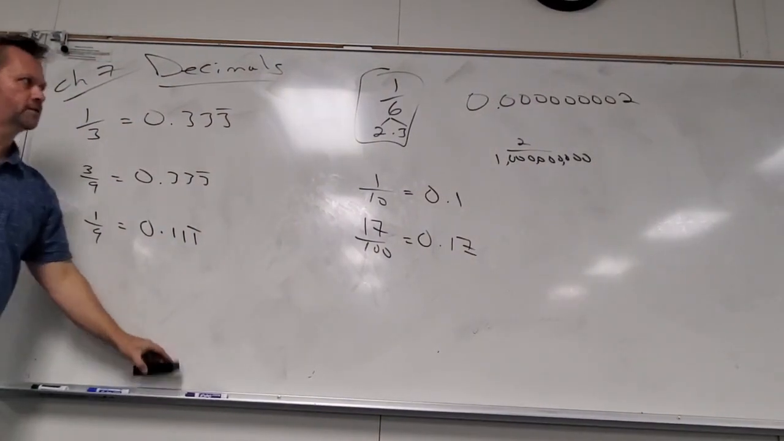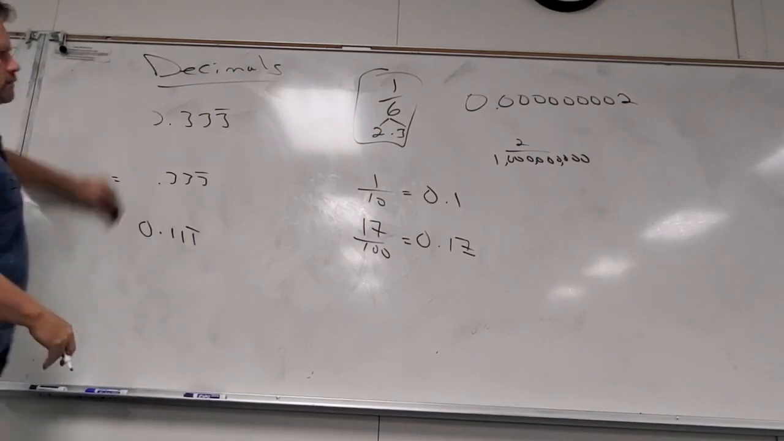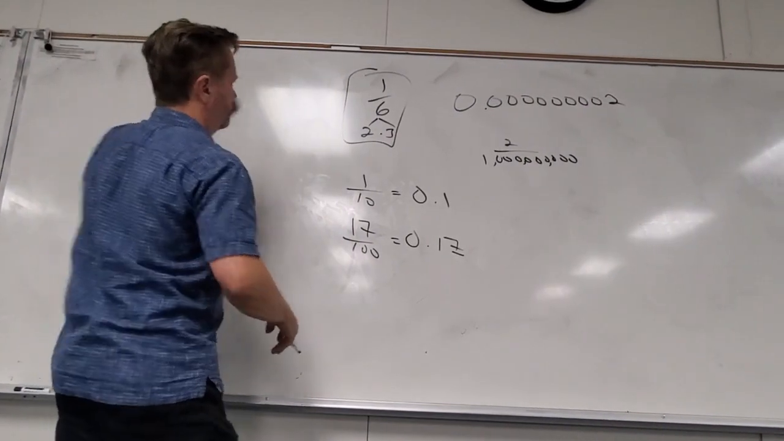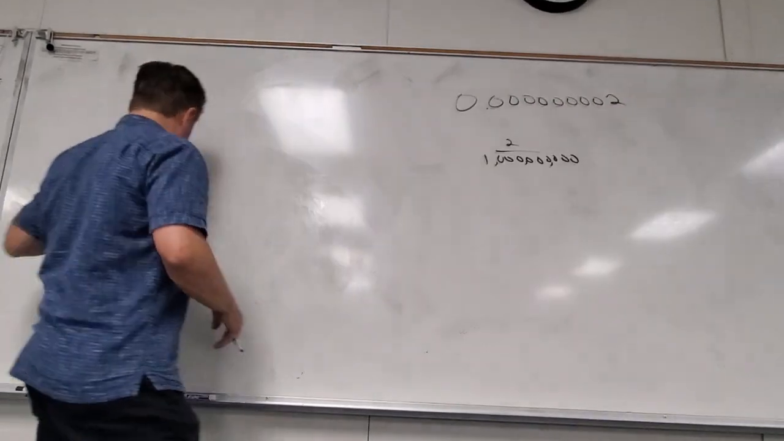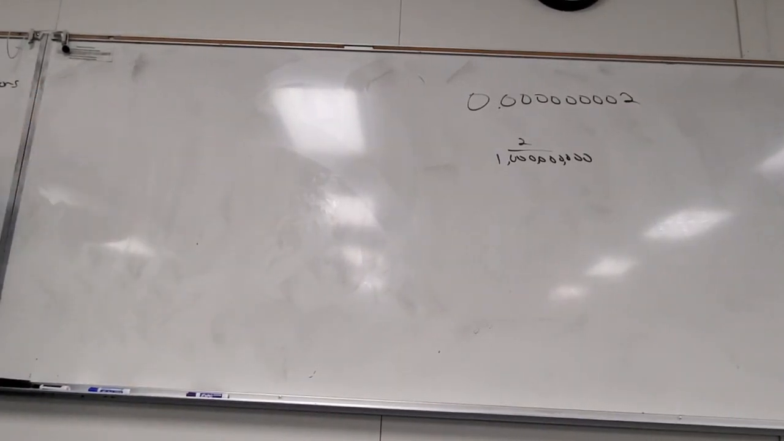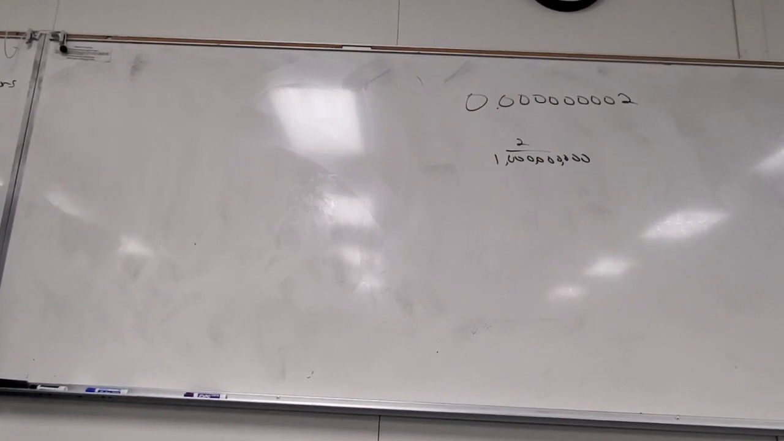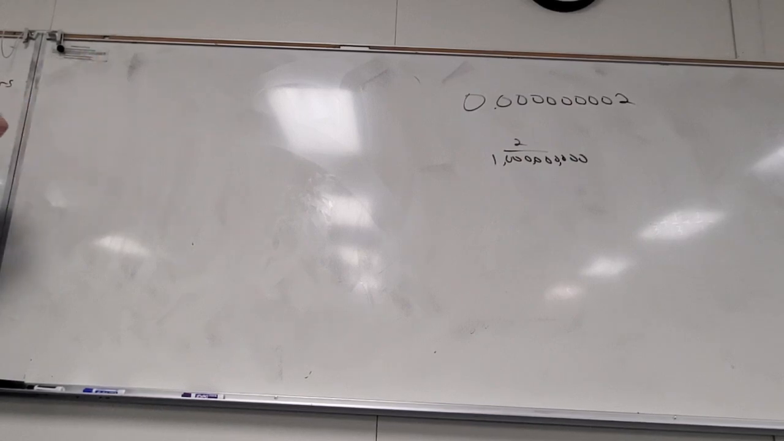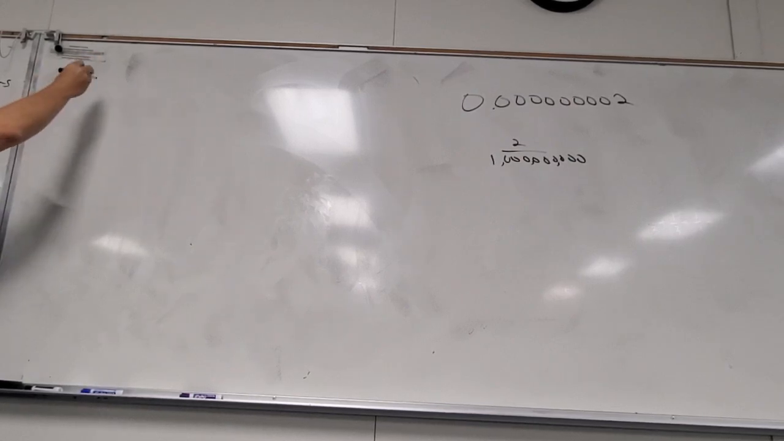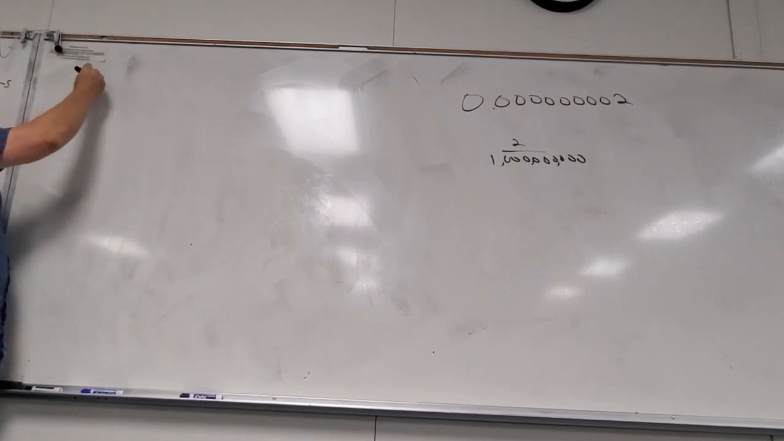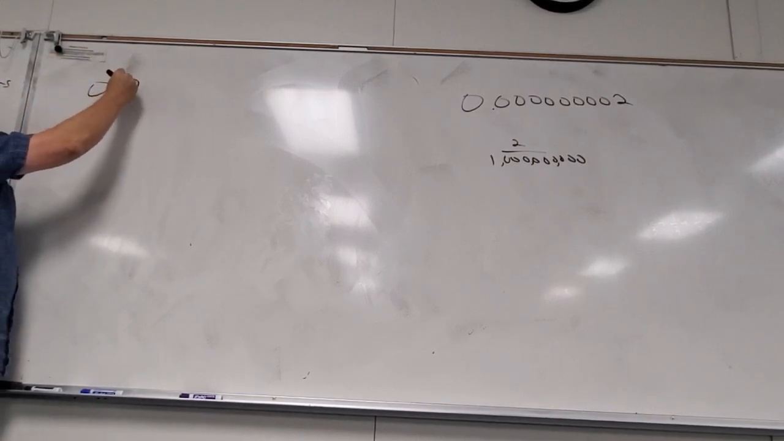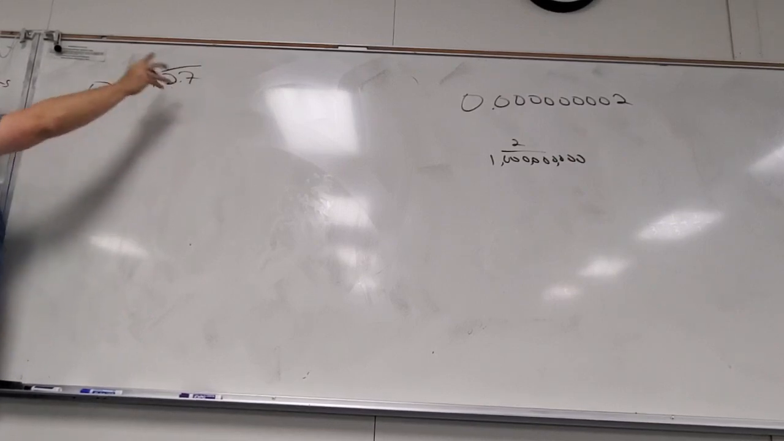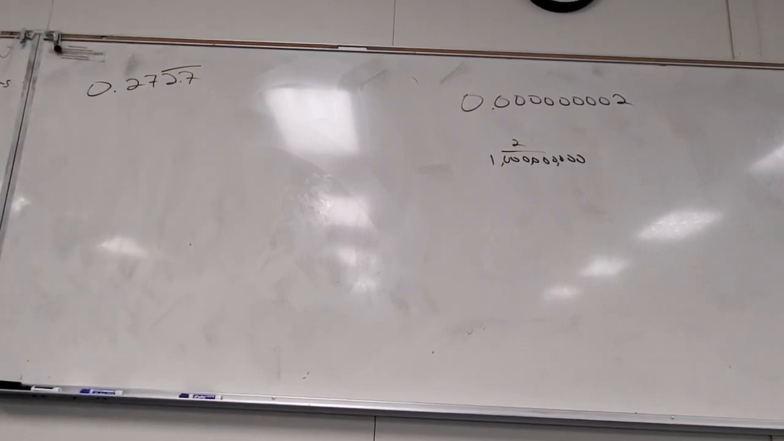I kind of want to show you this. I don't know if you guys are going to freak out. Let's see what happens. What if I want to know like 0.2727 forever? And I'm drawing that. I'm pretty sure you guys understand that the bar means the thing that it's covering continues forever. So that's 0.27272727.